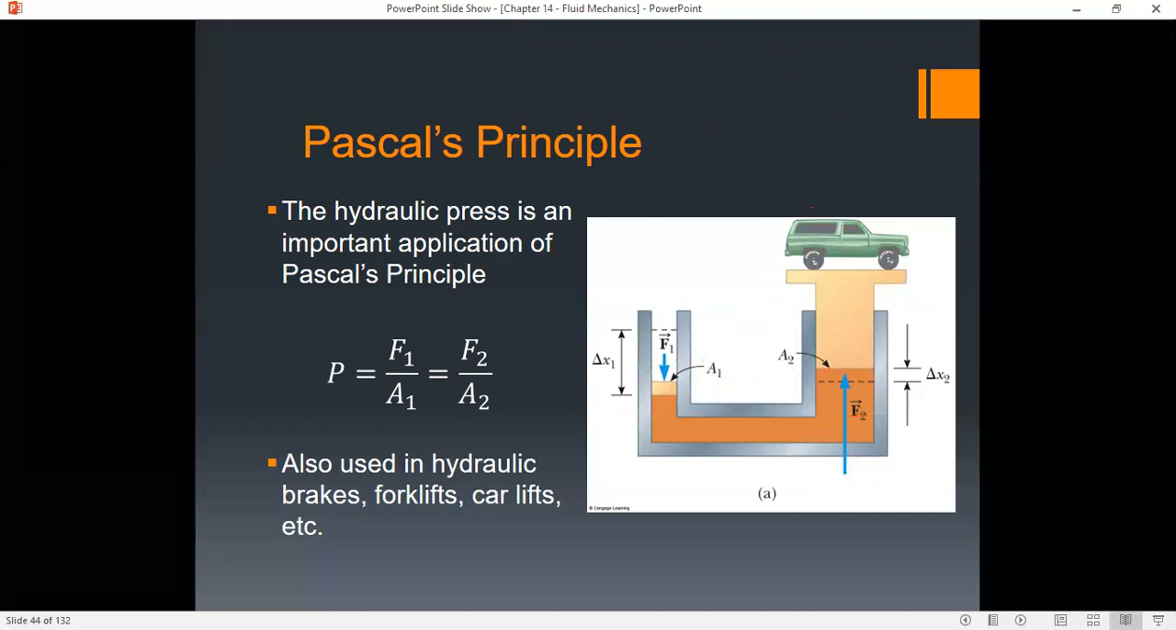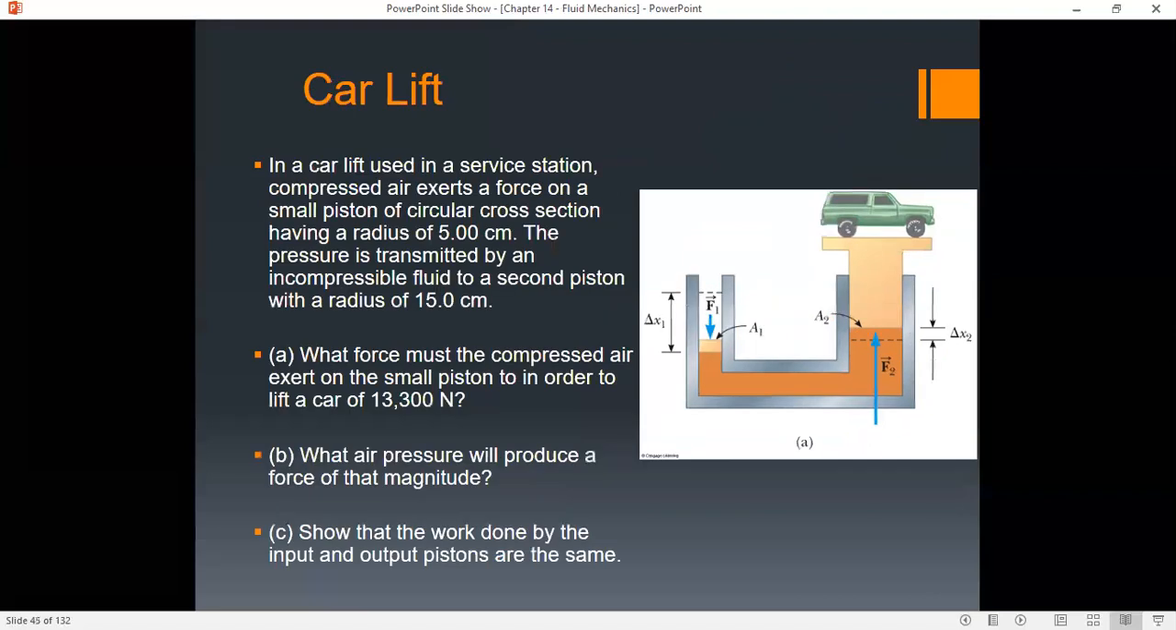So this means that any hydraulic system is just like a simple machine. You put work in at one end, you get work out at the other end, but you can get more force at one end than the other as long as you conserve energy. Okay, so a car lift is a great example of this.